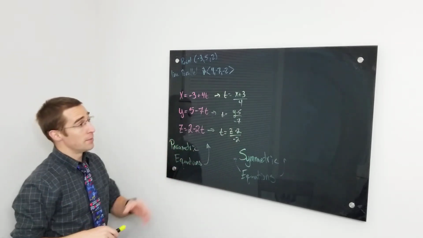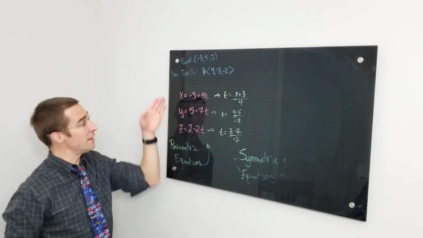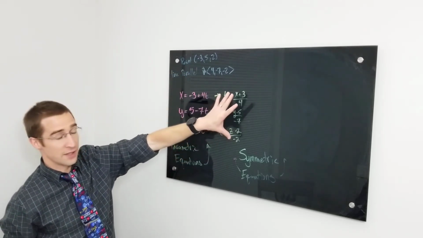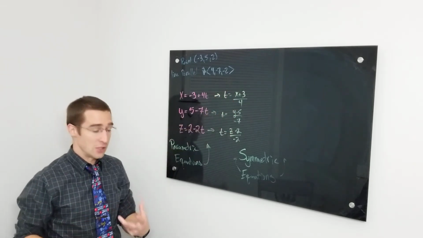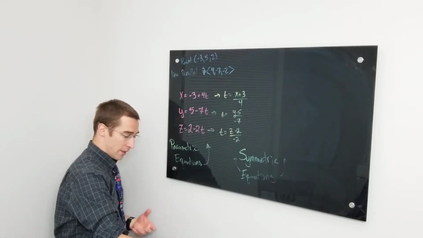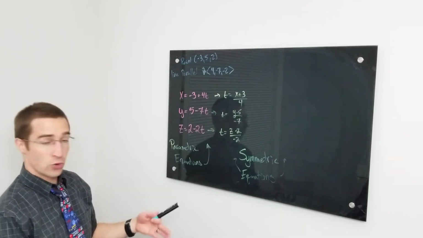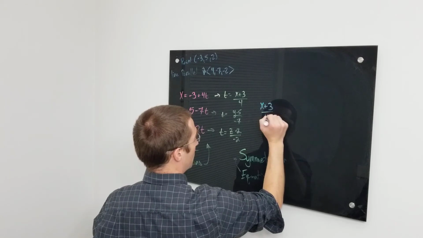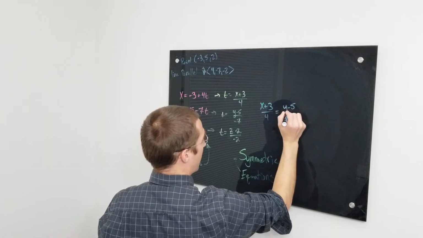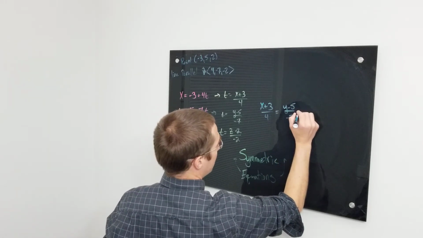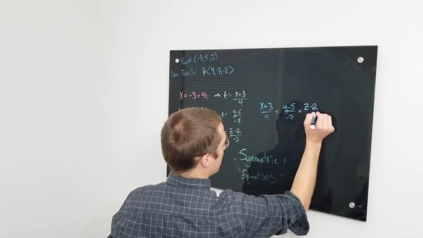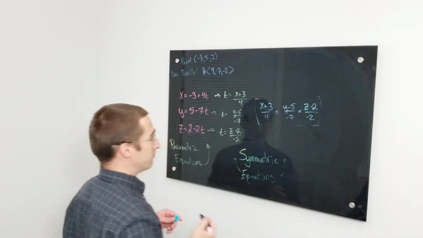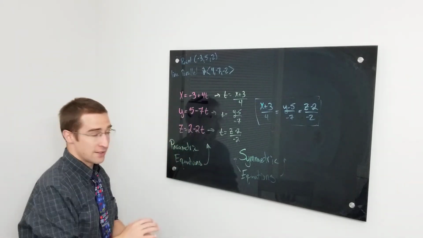So now, because that t is the same t for each of these, all of these equal t. So all of these three expressions equal each other. And that's how we come up with our set of symmetric equations. We just write x plus 3 over 4 equals y minus 5 over negative 7 equals z minus 2 over negative 2. And that's it. That's the symmetric equations.